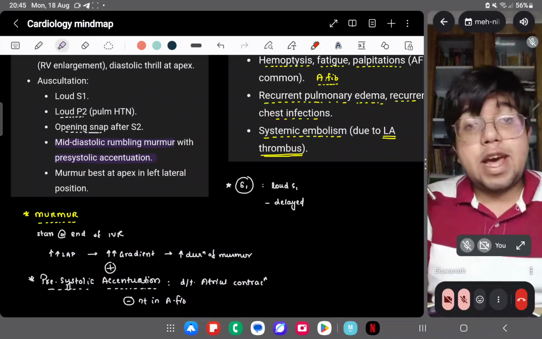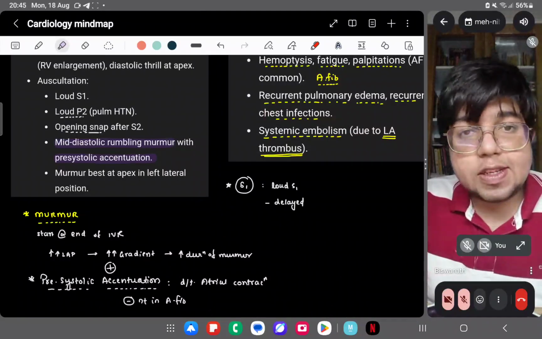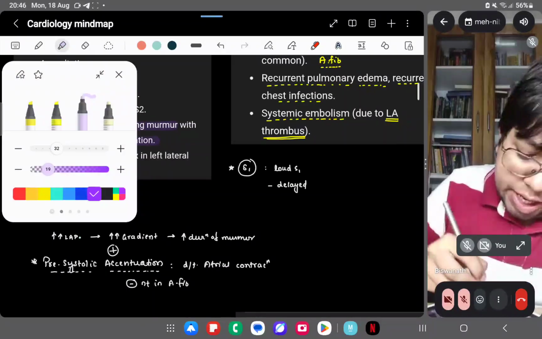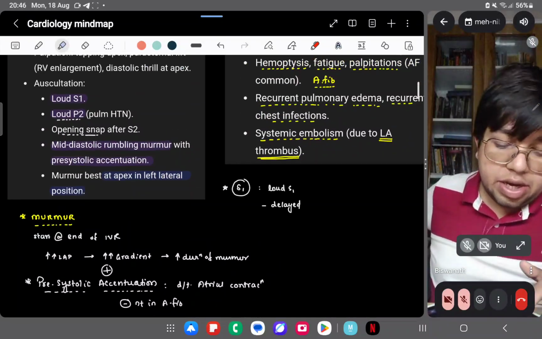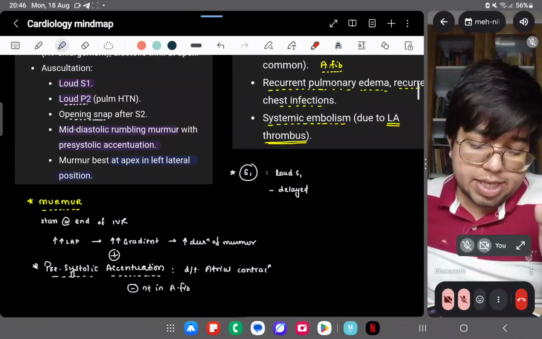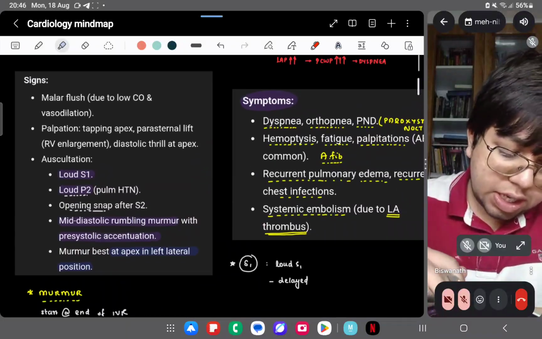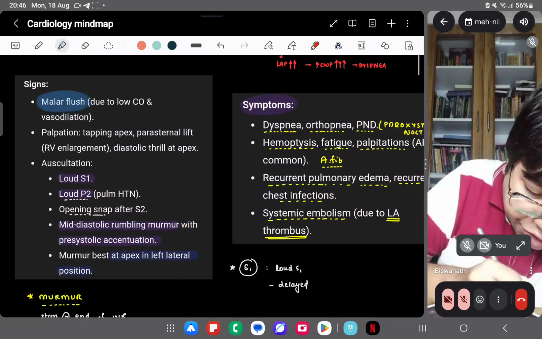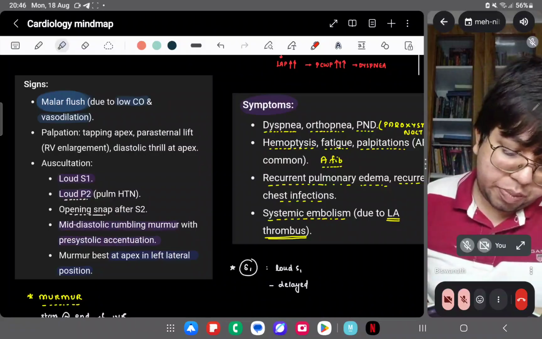These are lines of Harrison which I am telling. These are not from some hi-fi source, but these are lines of your Harrison. So loud S1, loud P2, and a murmur best heard at the apex in the left lateral position. It makes a diastolic rumbling type of murmur, best heard at the apex in the left lateral position. This is the auscultation finding. And we will see a classical feature, that is malar flush, due to low cardiac output and vasodilation.